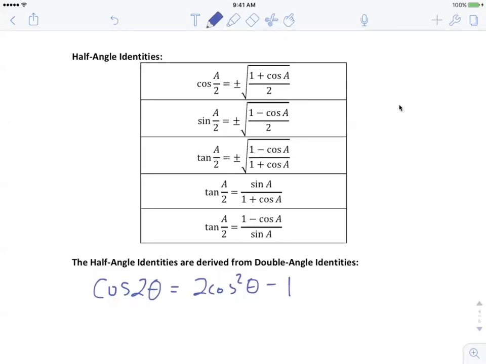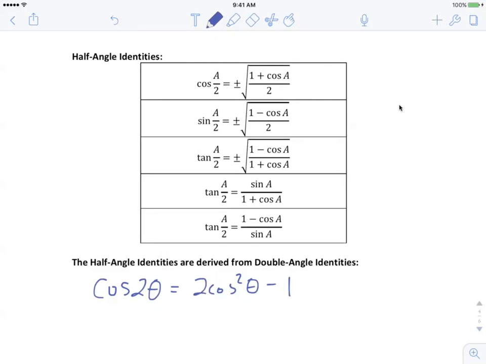Hey class, going to continue with 7.4. This is page 4, half angle identities. So there they are. There's your list of what you'll be using. If you're curious as to where these come from, they're just derived from the double angle identities. It's kind of a manipulation of those. So I'll show you one.